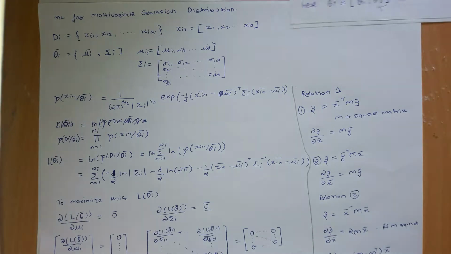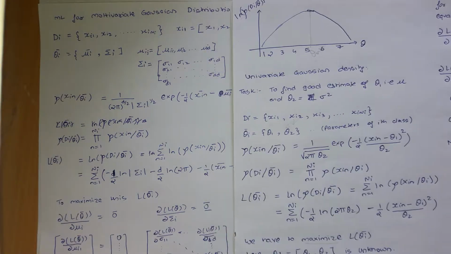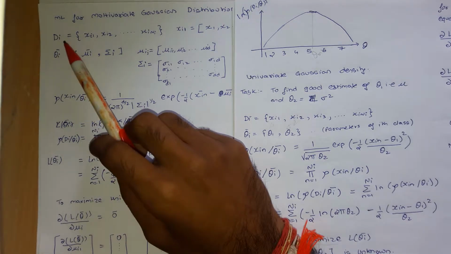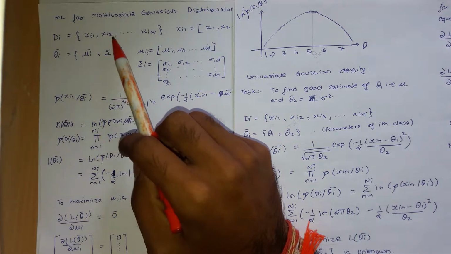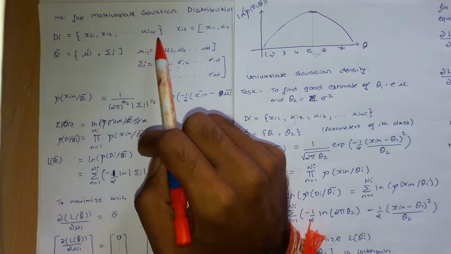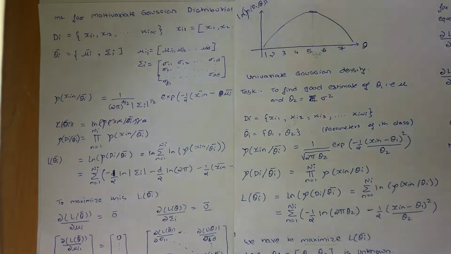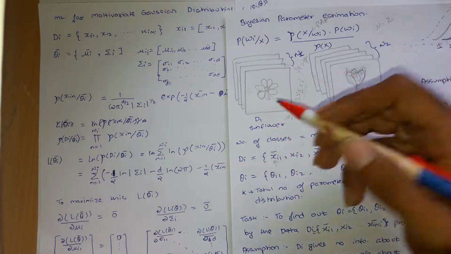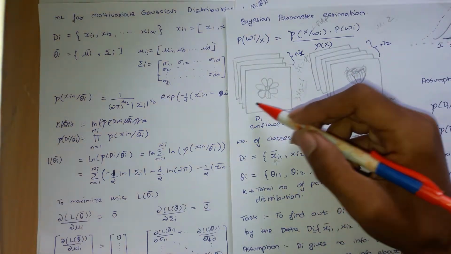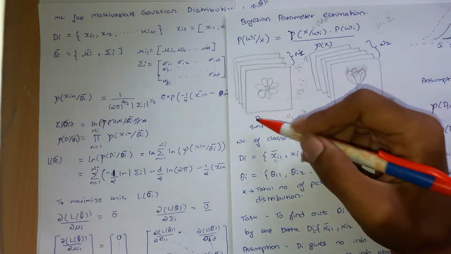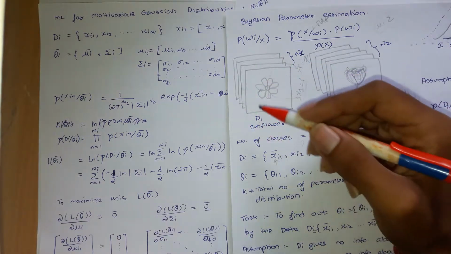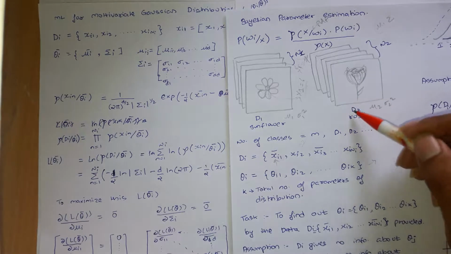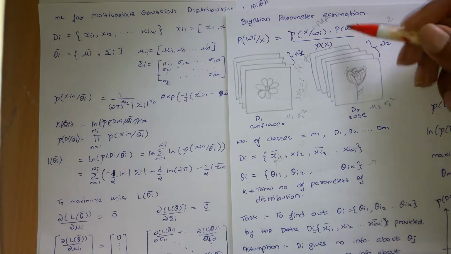So these were the notations of the univariate Gaussian density. Di is equal to xi1, xi2 up to xin. Let me quickly recap what this is. Di is nothing but a set. Di is the set of one class, say a set of sunflowers, so it will contain all the images of sunflowers. D2, the set of roses, contains all the images of roses.